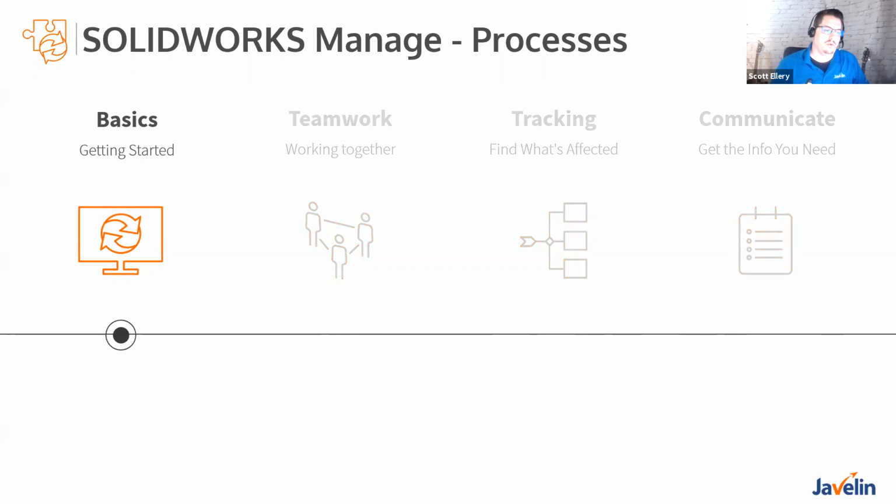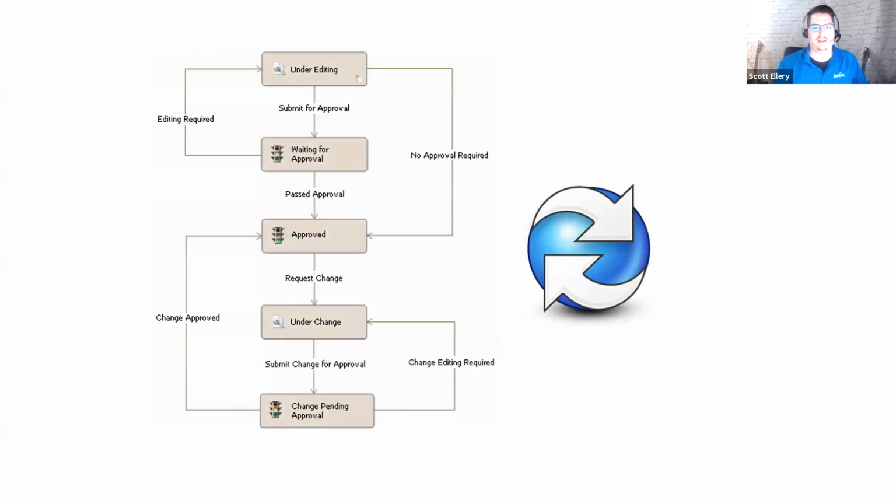So we're going to get started on the basics, and just before we get in there, this is a PDM workflow. So again, if you have PDM, if you're thinking about it, if you've never heard of it before, this is what a workflow looks like. This essentially controls the path that a file or a document takes through the PDM system, and how it's automated. So it's under editing, it gets submitted for approval, you get a notification, it creates a PDF or what have you. It can do a ton of different stuff.